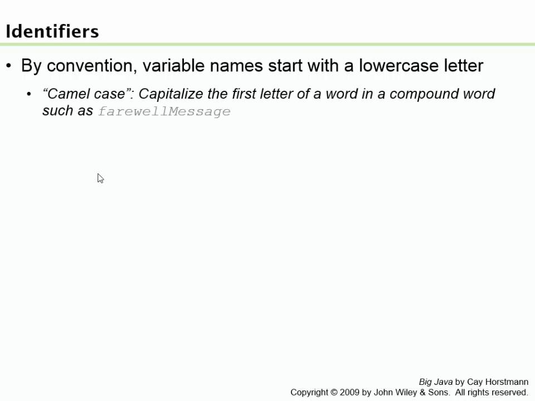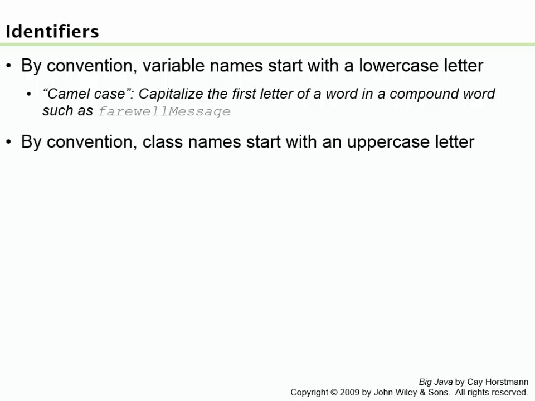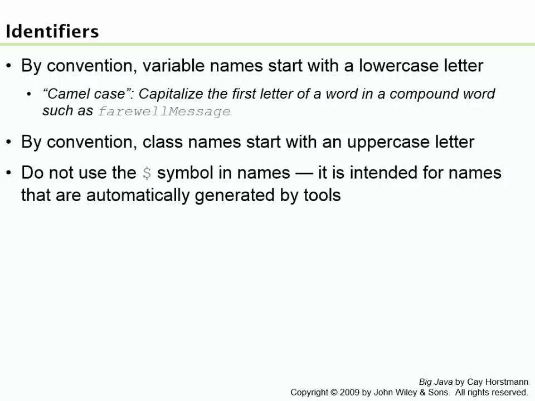I prefer to use Camel Case. It used to be, like in old C programs, you can tell them because they put in a word, an underscore, and then another word as part of the identifier. If you see that, that's an old school programmer like myself. But I prefer something called Camel Case, where you start with a lowercase letter and any subsequent word starts with an uppercase letter. So farewellMessage: Message is capitalized. Also by convention, class names start with an uppercase letter. We'll learn more about what a class is, but for now, just make note of that.